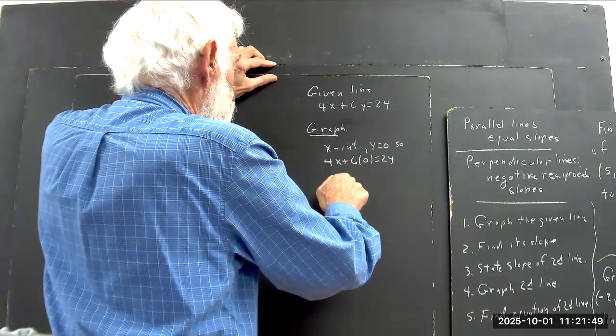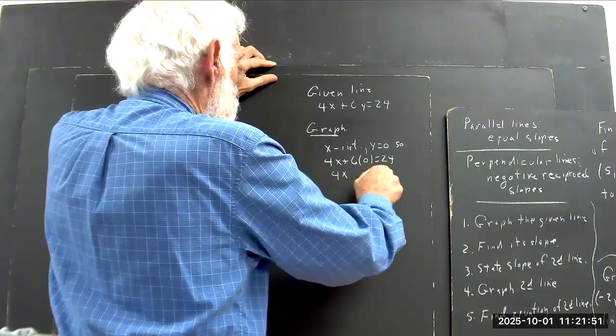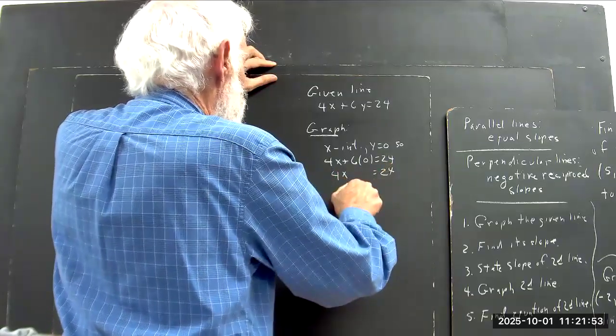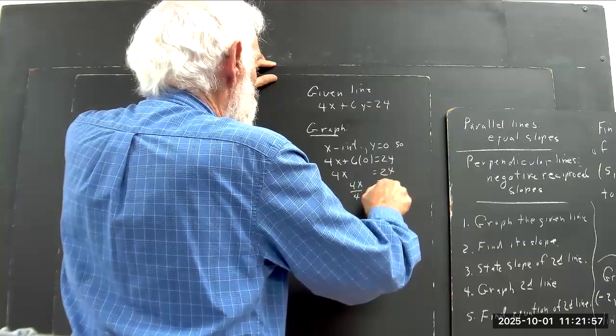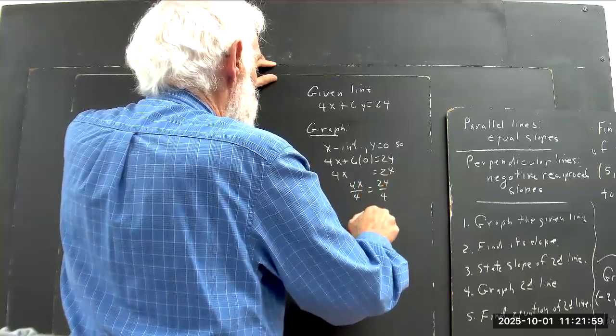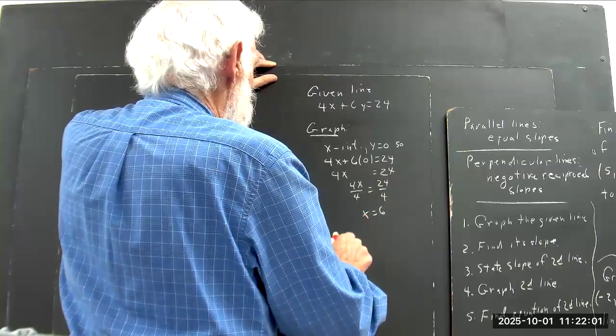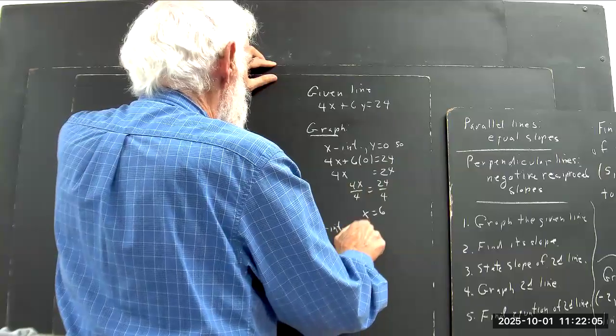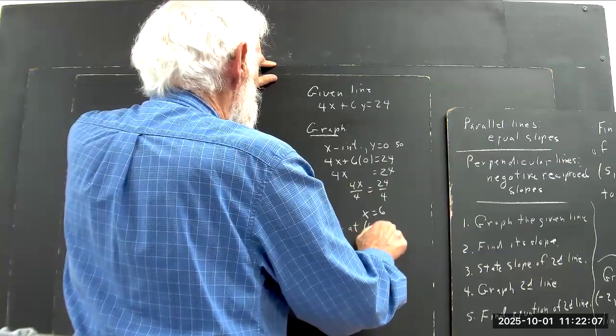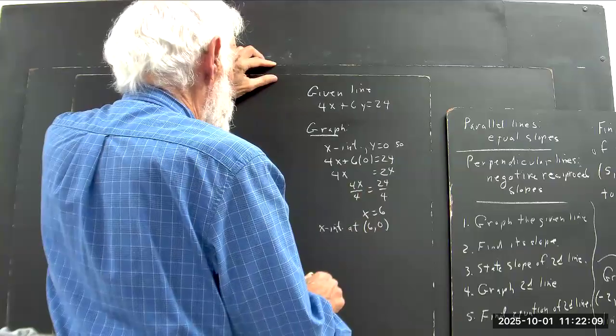And that's going to give us 4x equals 24. 4x divided by 4 equals 24 divided by 4. X equals 6. So the x-intercept is at (6, 0).